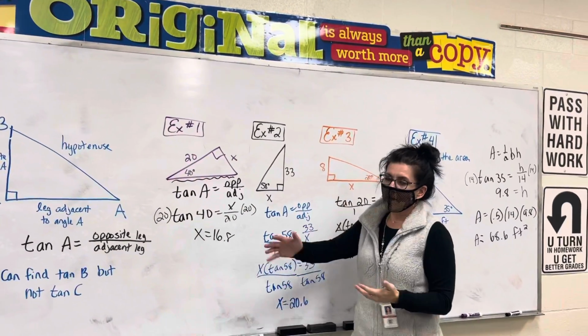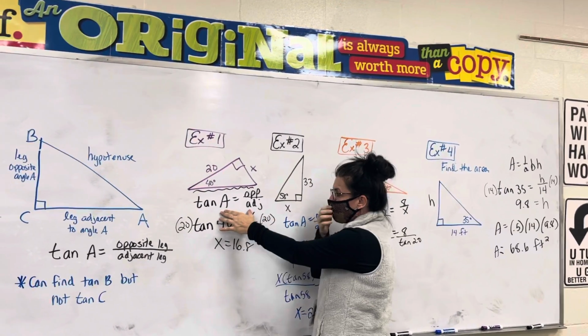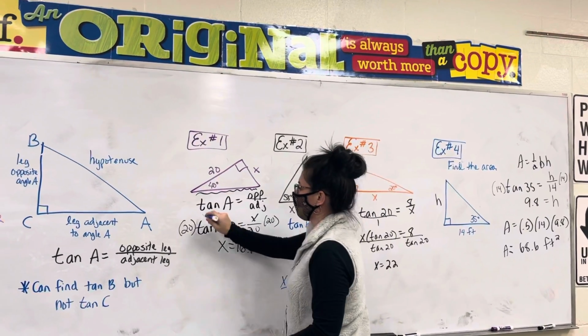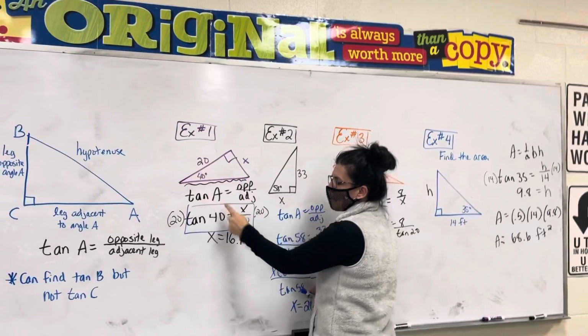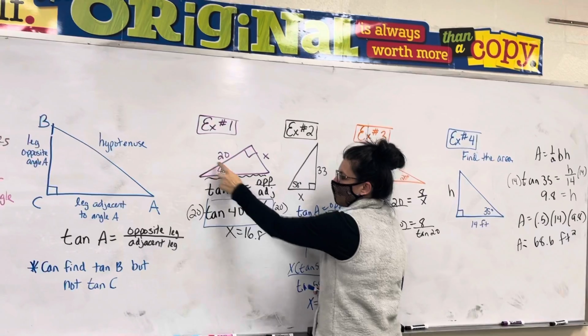So with this one, with all of them, you're going to be using tangent. That shouldn't be a surprise to you. I'm writing my formula first. I plugged in the tangent of 40. This is what I plugged in. A is 40 degrees. The opposite leg is x. The adjacent leg is 20.